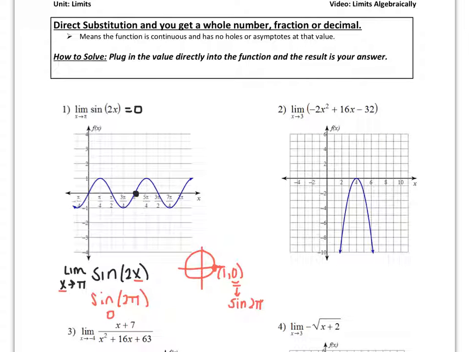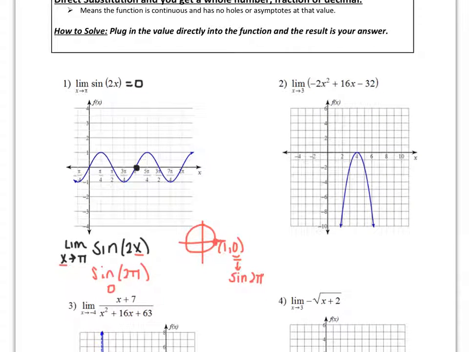Okay, now let's look at the second example. If I want to find the limit as x approaches 3 of this negative quadratic, we can tell just by looking at the graph, here's where 3 is. The limit from the left and the limit from the right look like they approach negative 2. So if we were to do this limit graphically, we know the answer would be negative 2. Let's do it algebraically.